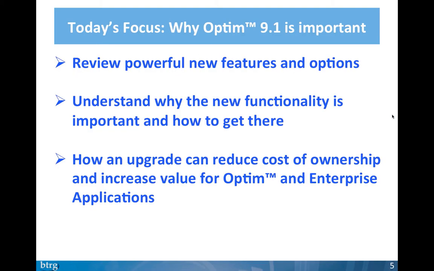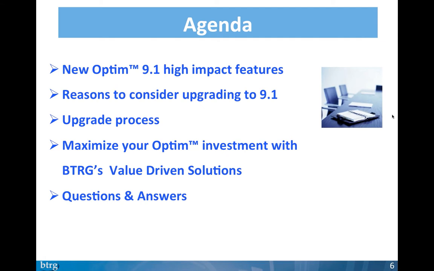So today's focus for our webinar is really to review Optum 9.1, which is the latest version of IBM's Infosphere Optum solution, where we'll talk about the new and powerful features and options and ways you can utilize those features, understanding why this functionality is important, and also how to get to Optum 9.1 from wherever you are today, and also how upgrading to Optum 9.1 has a lot of value for your enterprise, both to reduce the total cost of ownership around Optum, but also what it can do for your enterprise applications.